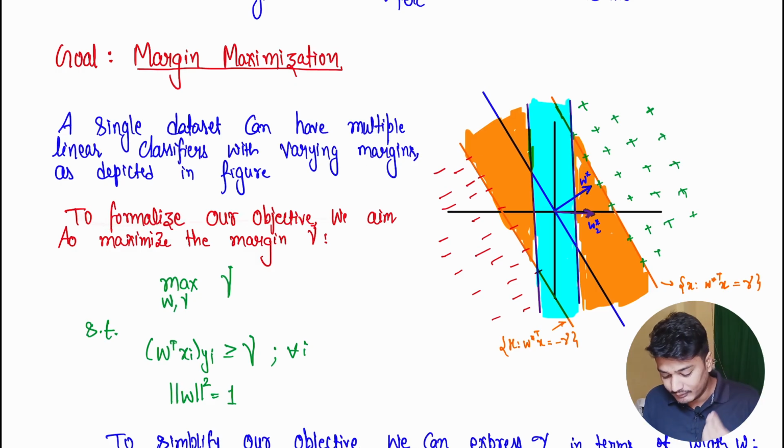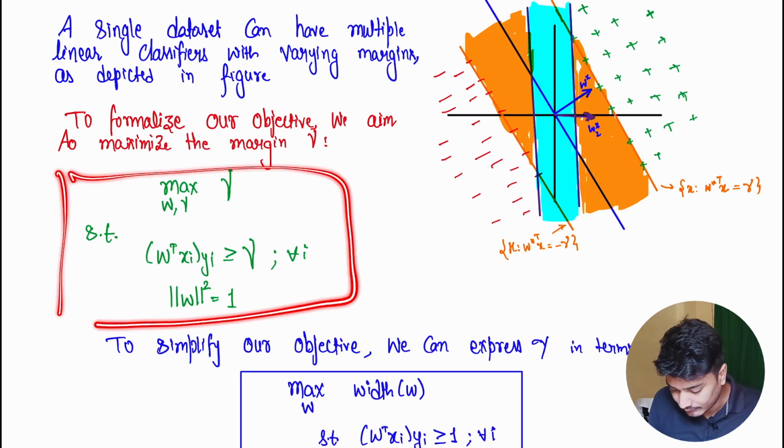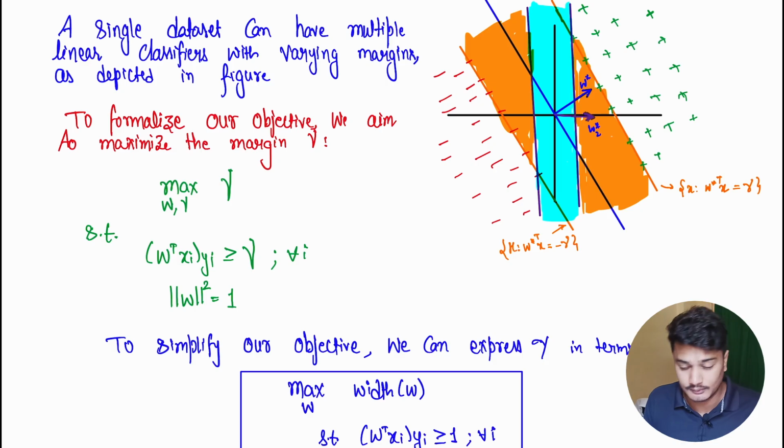To formalize our objective, we aim to maximize the margin gamma. So we call this margin gamma, correct? And our goal is to maximize this. If we write it in a mathematical way, it will be: maximize over W and gamma, of gamma. Basically, given two parameters W and gamma, we want to maximize gamma such that W transpose xi yi should be greater than or equal to gamma for all i, and the norm of W should be equal to 1. So this is my mathematical formulation of our desired goal.